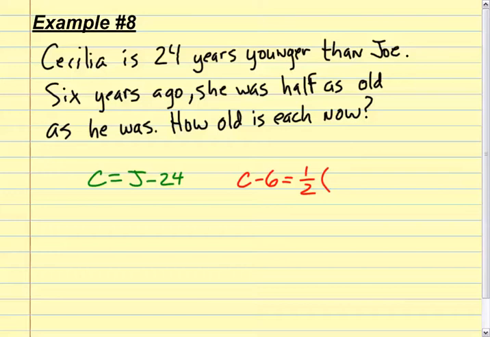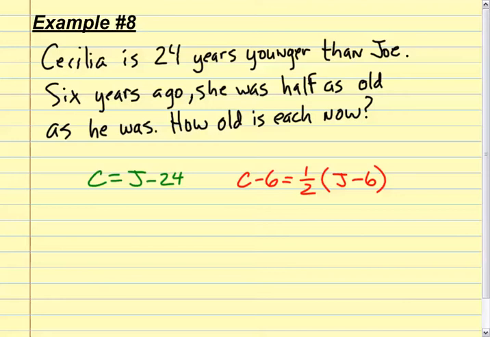1/2 of what? Of J minus 6, sorry. I have to write this all out. Okay, good. So 6 years ago, that's Cecilia minus 6. She was half as old as Joe was 6 years ago. So we have to subtract 6 from his age as well.